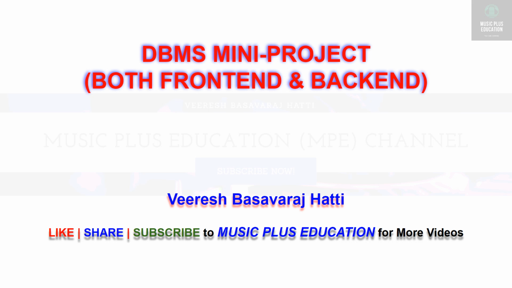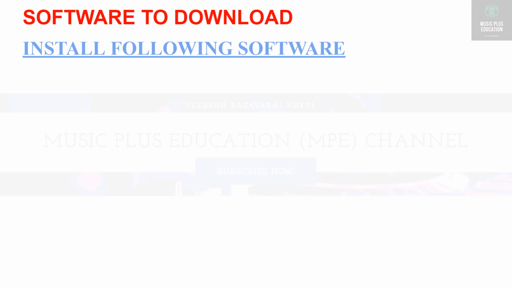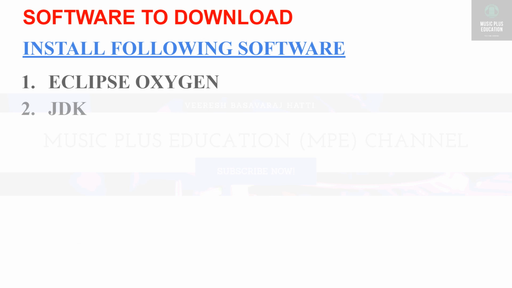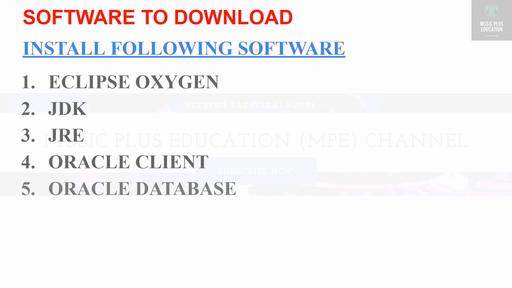Software to download: install the following software: Eclipse Oxygen, JDK, JRE, Oracle Client, Oracle Database, okay. You need to install these many software in order to work with the DBMS mini project, okay, fine.